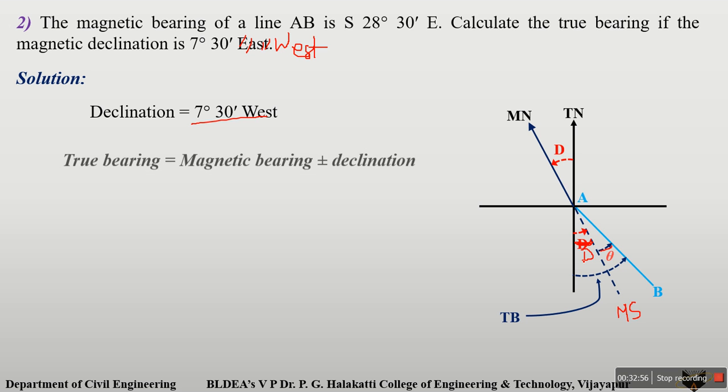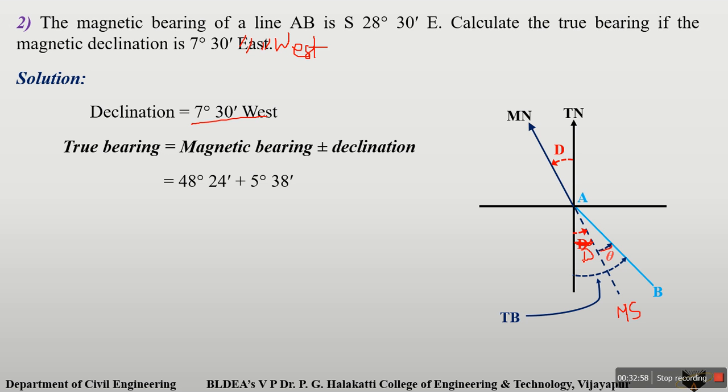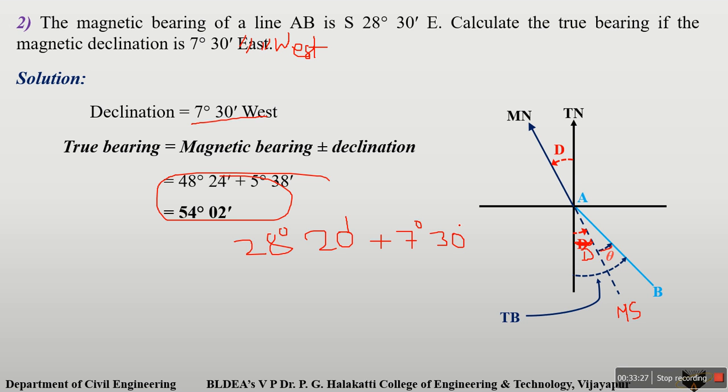So directly you can use the formula: magnetic bearing plus our declination value. Actually, I have not written it here. So 28 degree 30 minutes, adding up both the declination and bearing, plus our declination value of 7 degree 30 minutes.